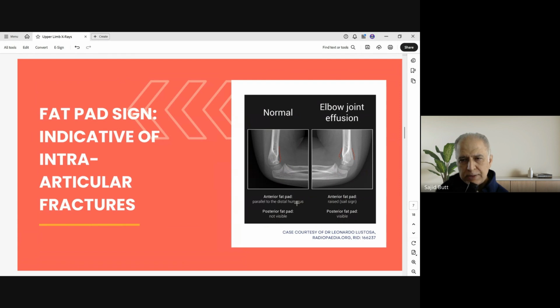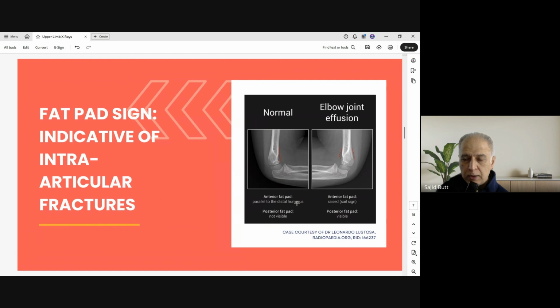The fat pad signs are indicative of intra-articular effusion, and they usually mean a significant degree of trauma. Normally you can just about see the anterior fat pad, and posteriorly we may or may not see a fat pad. But in case of effusion, the anterior fat pad is raised away from the cortex. When you see that, very carefully analyze the bones, and you have to magnify it up. And when you can't see a fracture, ask for help.